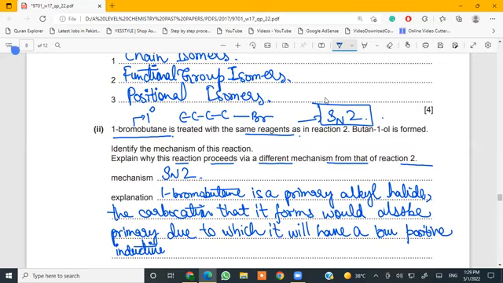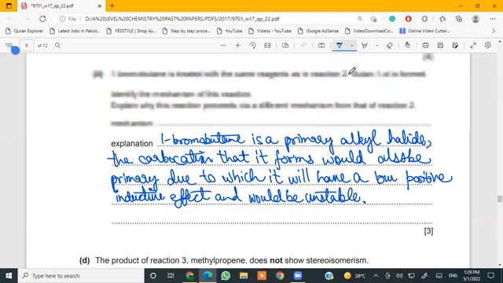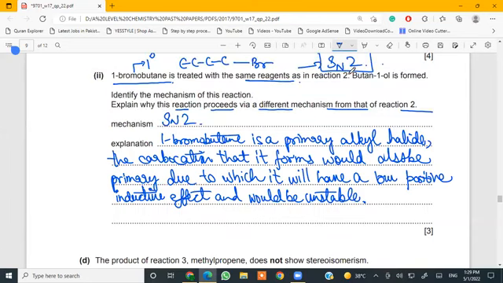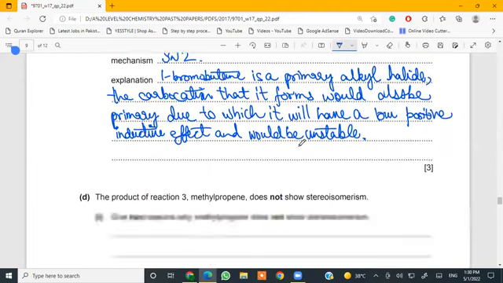The carbocation will also be primary, due to which it will have a low positive inductive effect and would be unstable. And it's assumed that if it's unstable, it won't form more. So SN2 mechanism: 1-bromobutane is primary, and so the carbocation intermediate is unstable, all right, because of the lesser positive inductive effect or limited positive inductive effect.